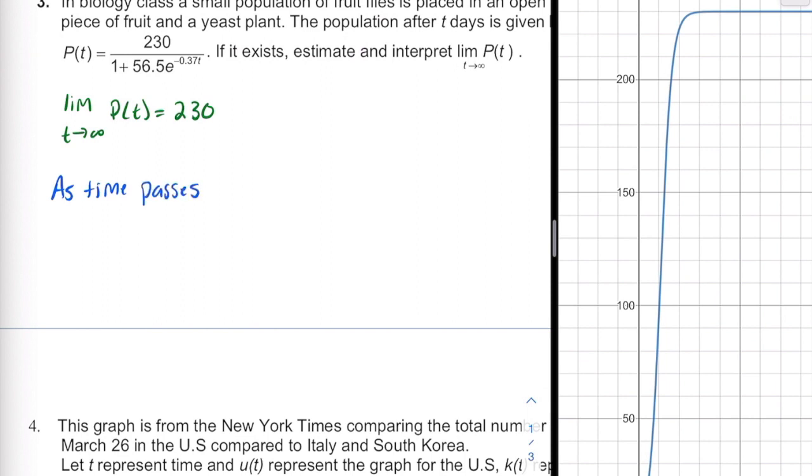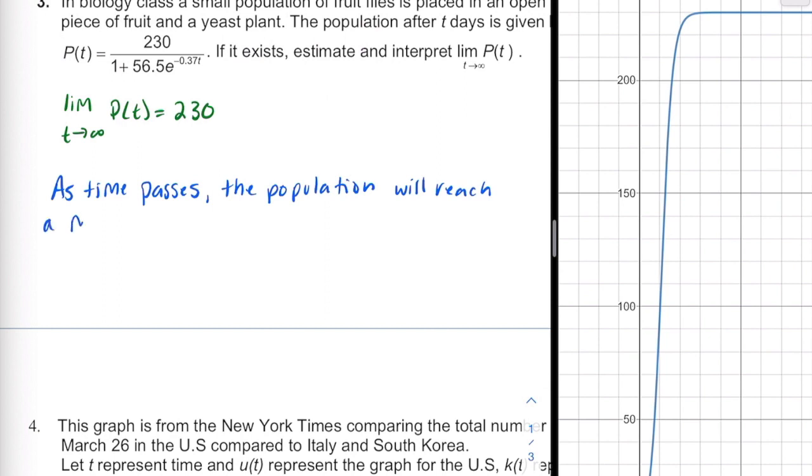So as time passes, as time goes on, the population will reach a maximum of 230 fruit flies. Awesome. So that means pretty much the population can only sustain 230 fruit flies.